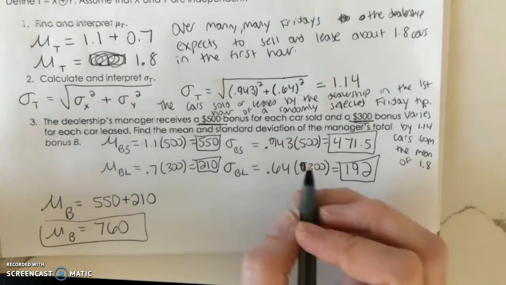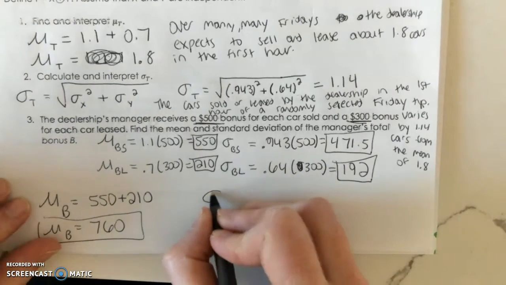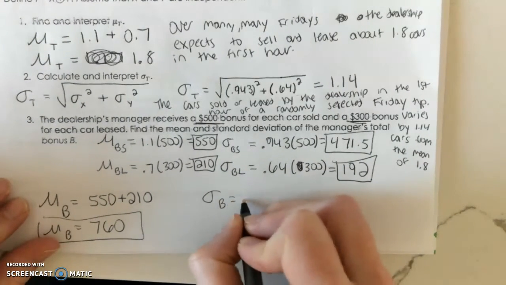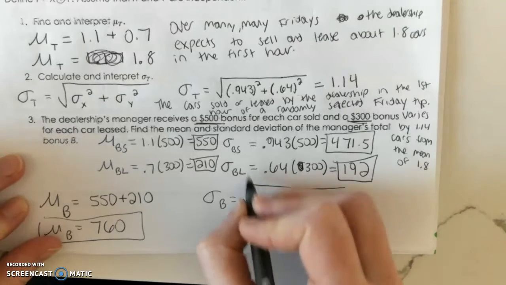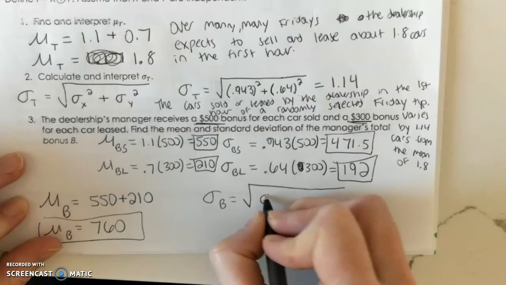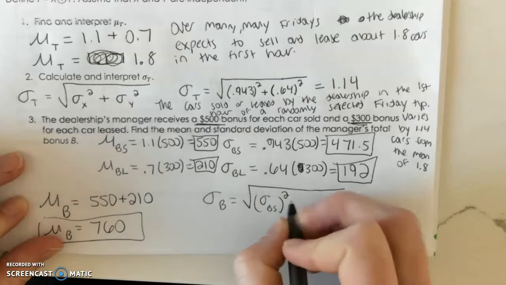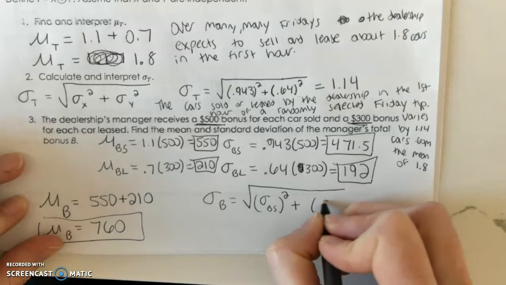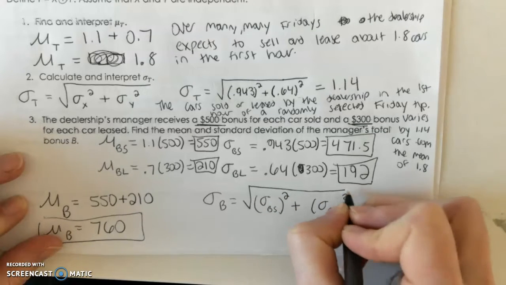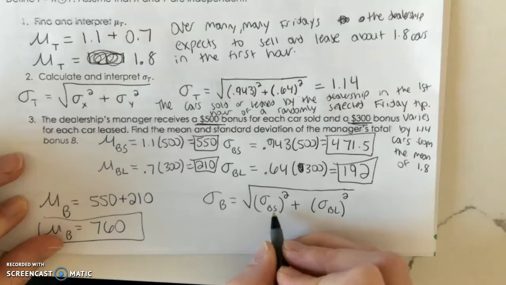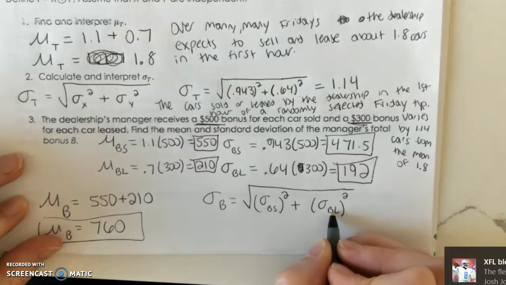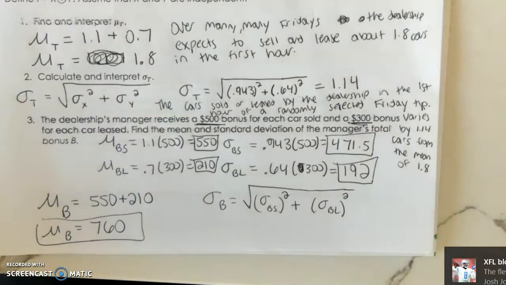We hadn't calculated the standard deviation yet, but the standard deviation of the bonus is going to be the square root of the variances, right? So the square root of the standard deviation squared, that's variance, plus standard deviation squared. And remember, this stands for bonuses of cars sold and bonuses of cars leased, right?